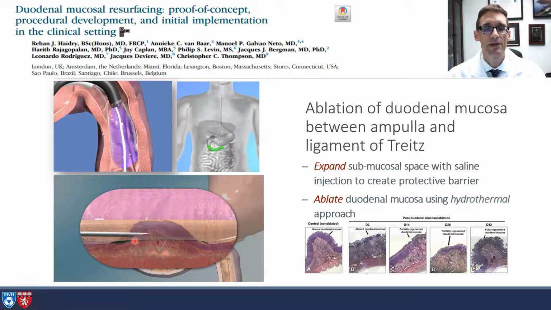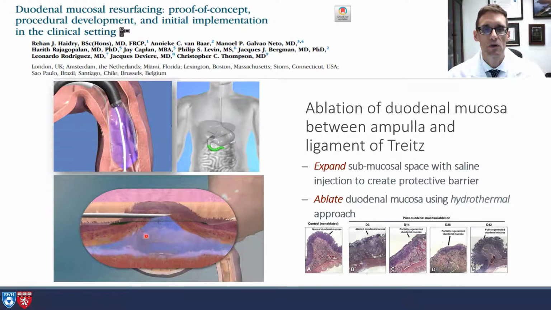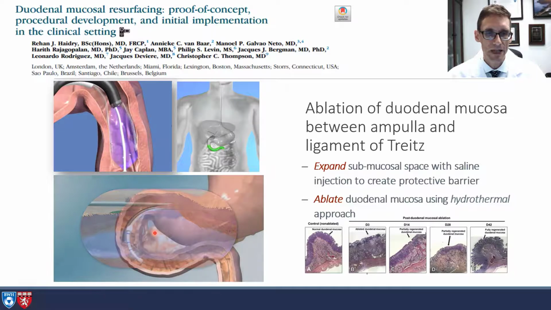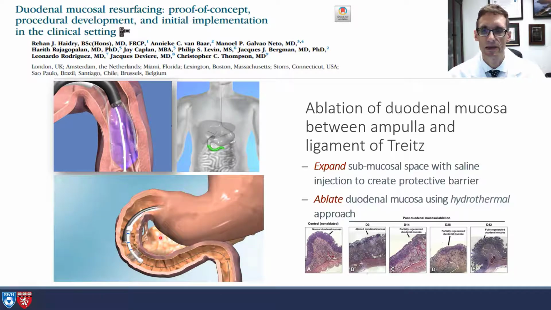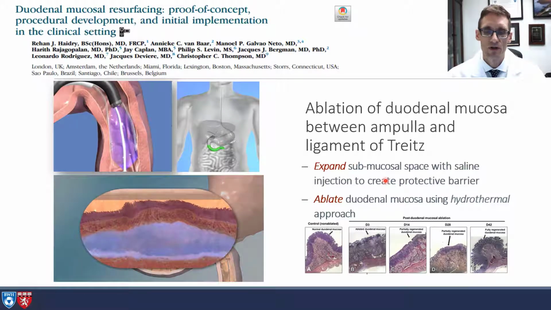Tissue is aspirated into the channels, and a needle is passed into the submucosal space, and then a fluid cushion is created. This protects the pancreas and deep structures against the thermal ablation that occurs as you heat the water in the balloon. And this ablation occurs between the ampulla and the ligament of Treitz.